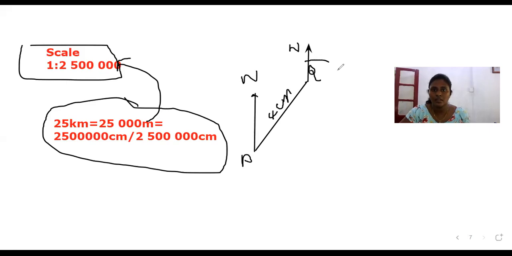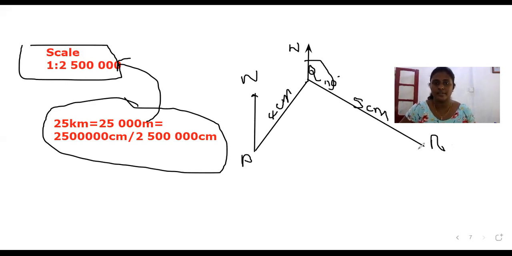Then again, keep the protractor this way and measure 110. Then you are getting the distance in this way. The length of that is 5 centimeters. And this is the position of R. This angular value is 110. Now, this is your scale diagram.